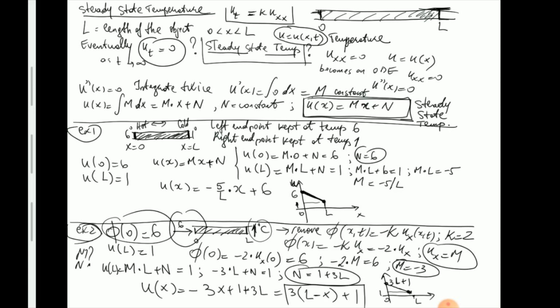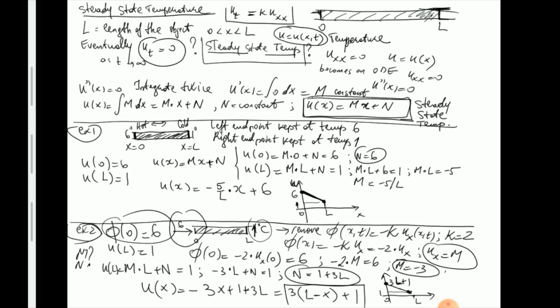Well, it's clear that in the previous case, if you have prescribed temperature 6, then clearly it starts from 6. But in the second example, it seems that the left endpoint stabilizes at a temperature that depends on the length of the object. It seems that the longer the object is, the hotter the left endpoint is. Now, does that make sense?